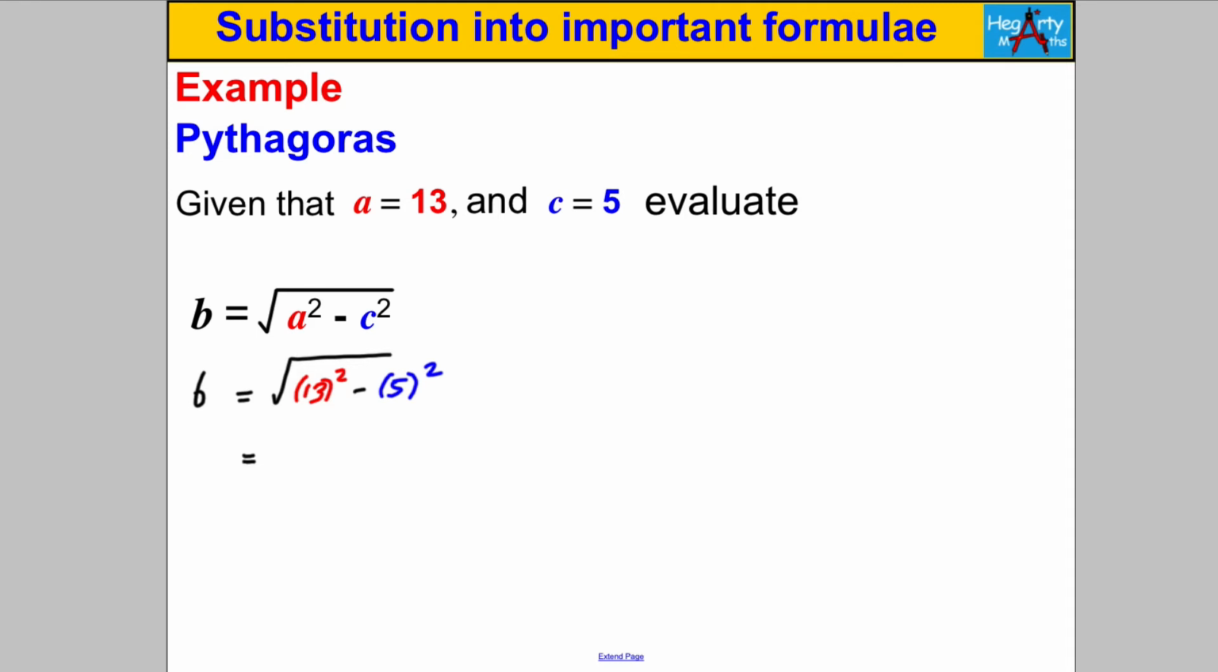Okay, so that's the square root of, now 13 squared, you should know that, 13 squared is 169, take away 5 squared, which is equal to 25. If I do 169 take away 25, I get the square root of 144, and the square root of 144 is 12. So b is 12, and we're done.